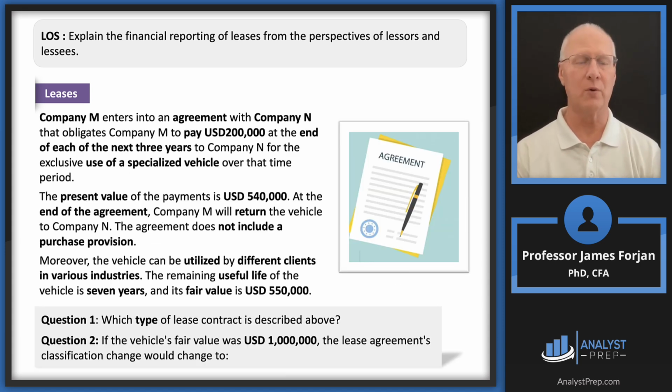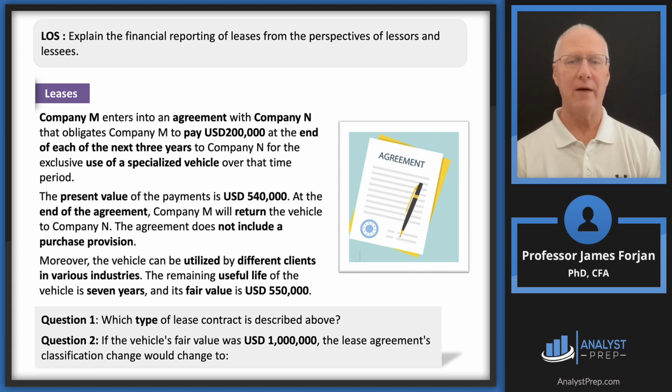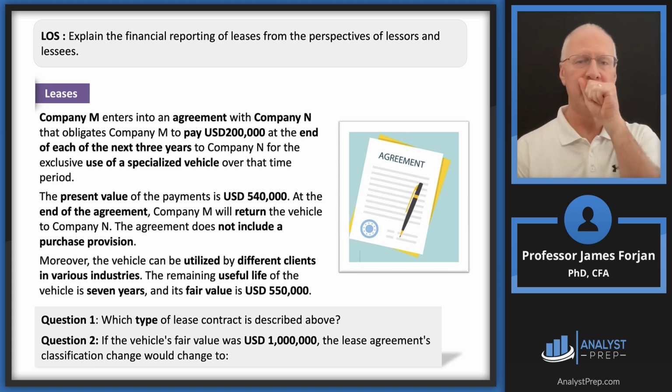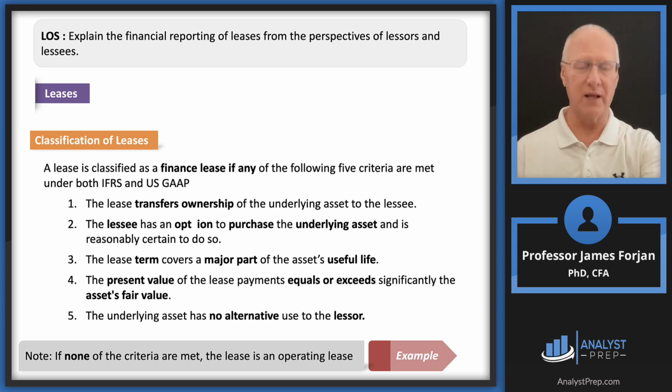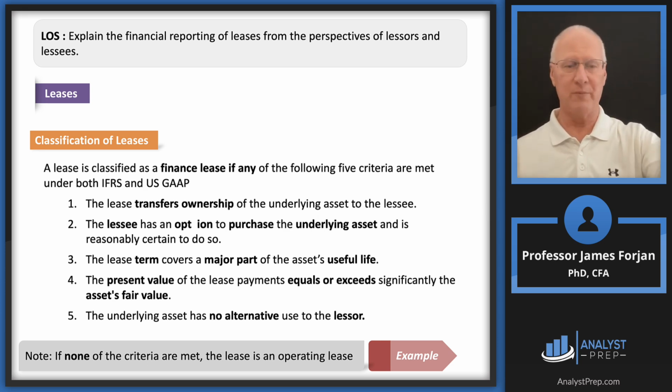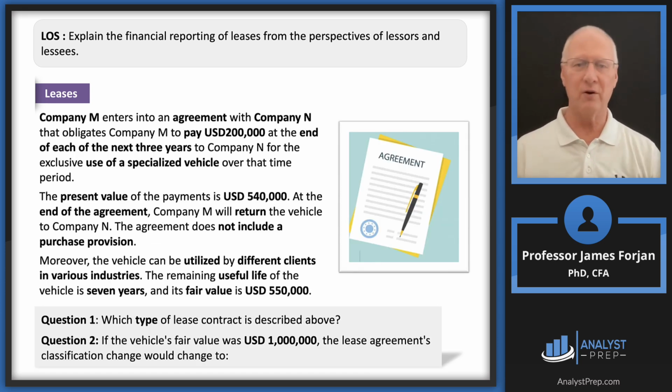So let's work through just a quick example here. We have an agreement, company M and N, $200,000, 3 years, exclusive use of a specialized vehicle. So there's the identification of the specific asset. Present value $540. Company M will return the vehicle. Does not include a purchase provision. So this is what you should be thinking. You should have this memorized, and you should be checking off: was that a 1 or 2 or 3 or 4 or 5?